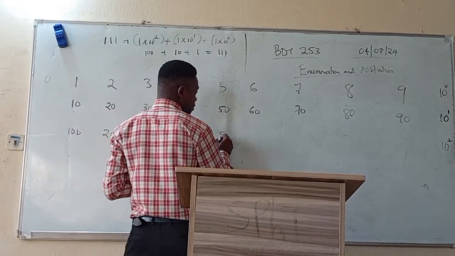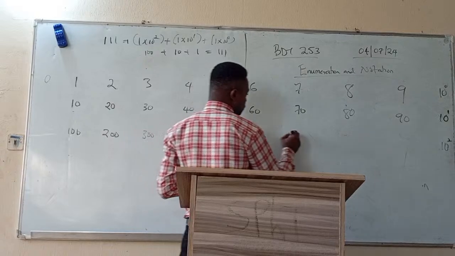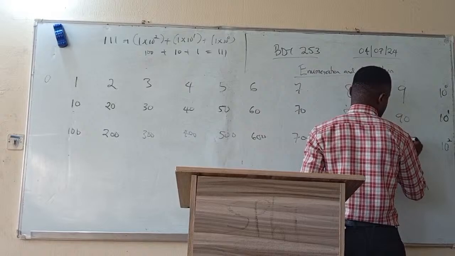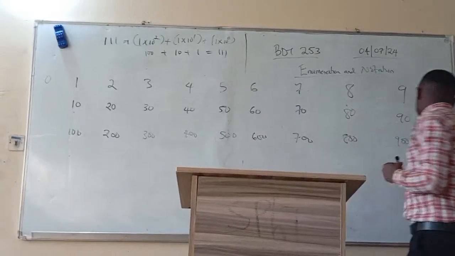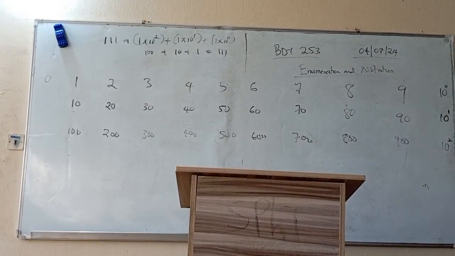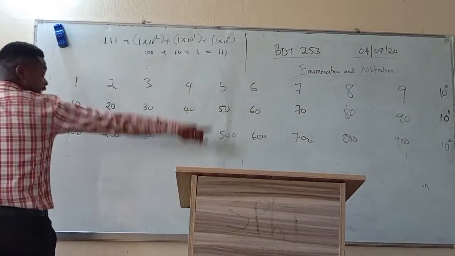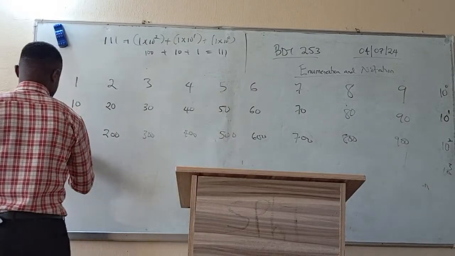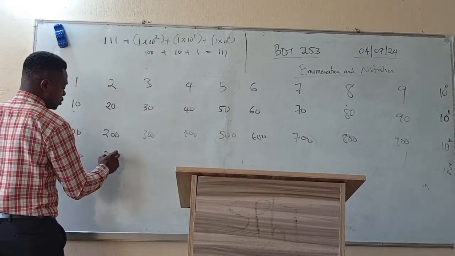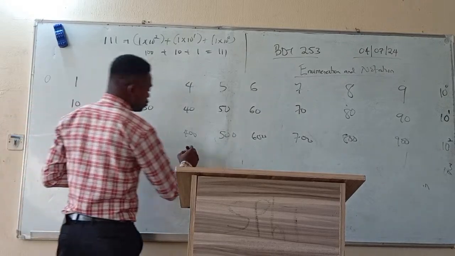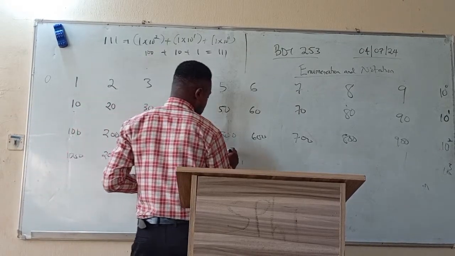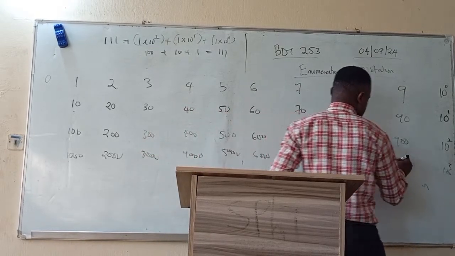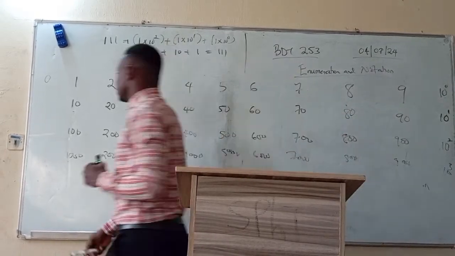Here is what? 3 for 3 should come, right? Here is what? And 9,000.